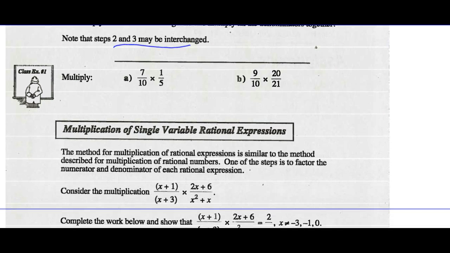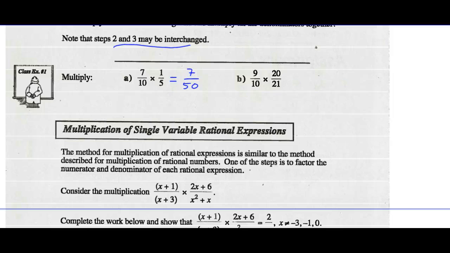So example 1, multiply 7/10 by 1/5. Well, there are no common factors in the numerator and the denominator, so we simply multiply the numerators, 7 times 1, over the denominators, 10 times 5. Always check and see if you can reduce. Well, we can't reduce 7 over 50, so that's lowest terms.